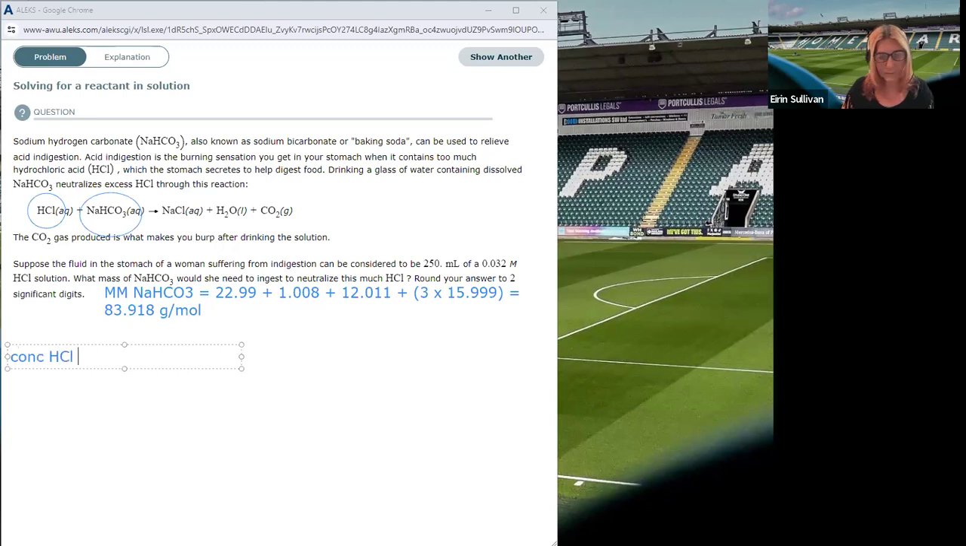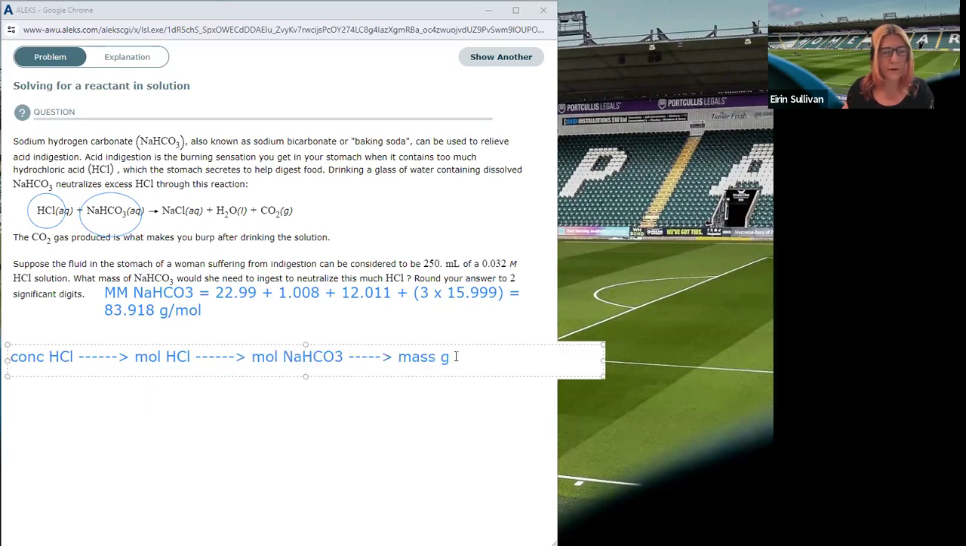Okay, so let's reiterate that plan: we're going to go from the concentration of HCl to the number of moles of HCl, and then from the number of moles of HCl to the number of moles of sodium hydrogen carbonate, and then finally from the moles of sodium hydrogen carbonate to the mass in grams of sodium hydrogen carbonate. Okay, that is our plan.